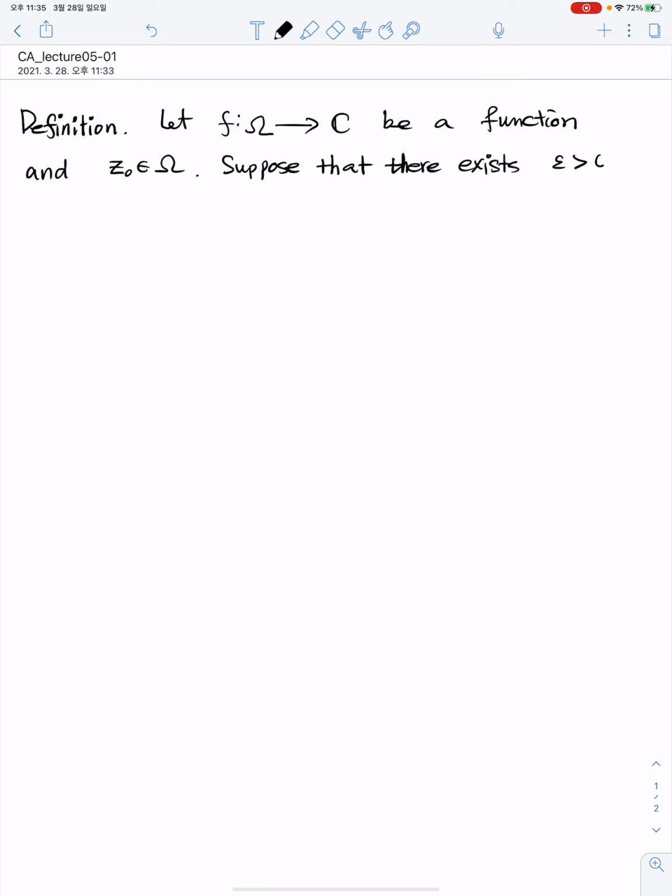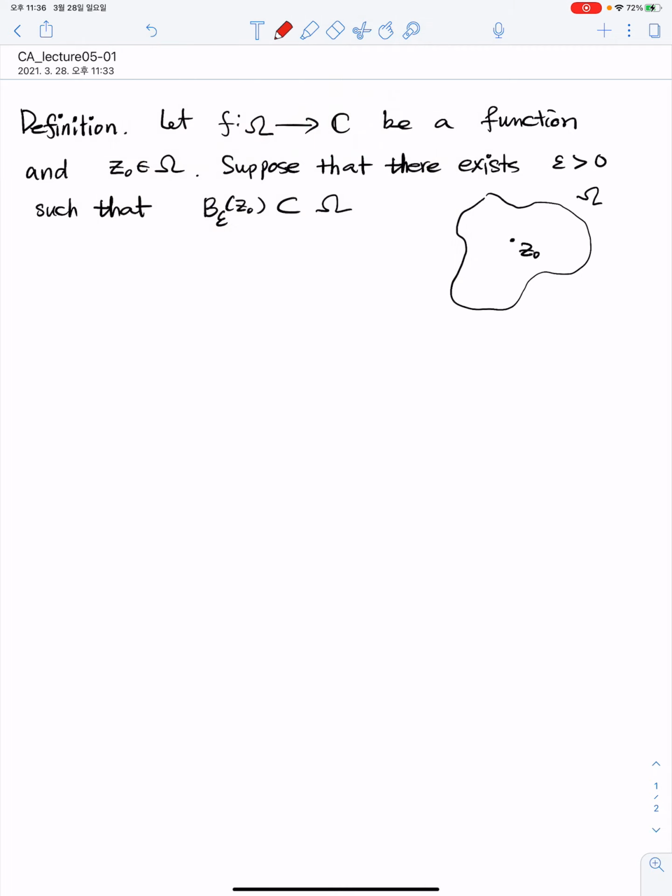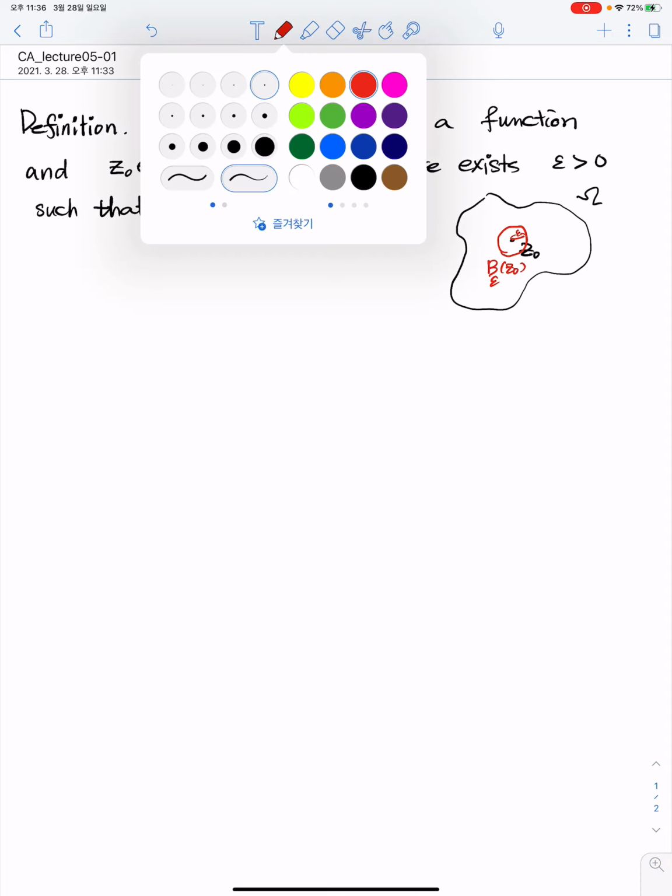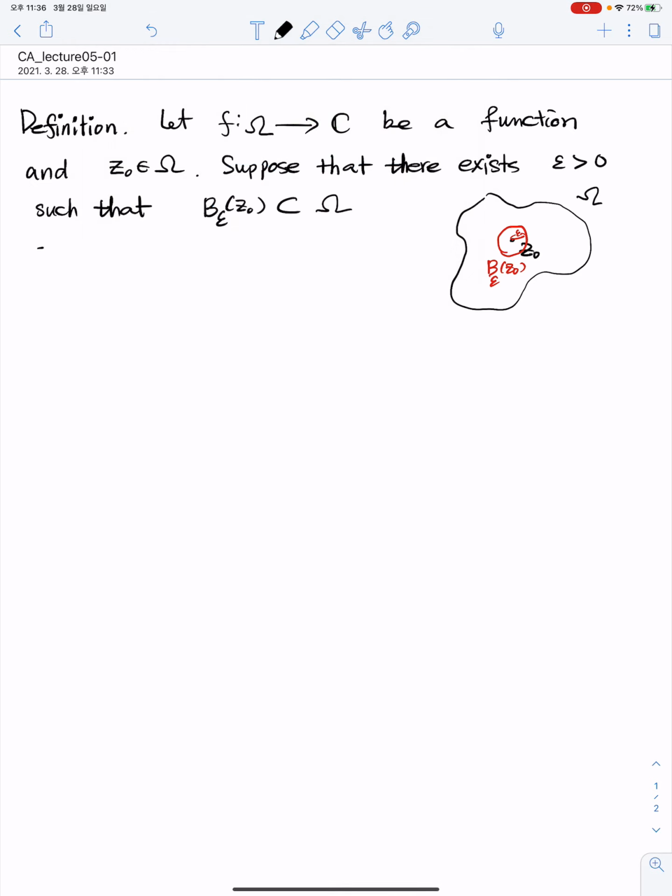a positive epsilon such that B epsilon z0 is in omega. So which means suppose we have this is omega and I have z0 here and there is epsilon ball. This radius is epsilon and this is B epsilon z0 is in omega. Okay. Once you have this, then we can consider the limit.